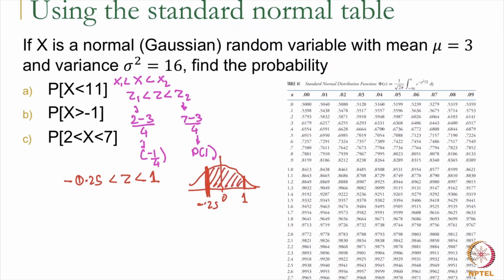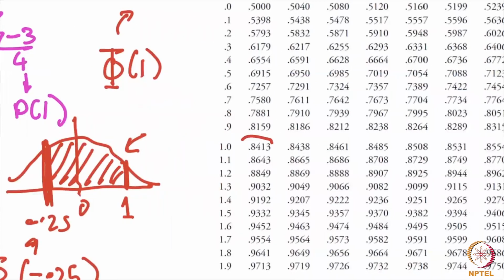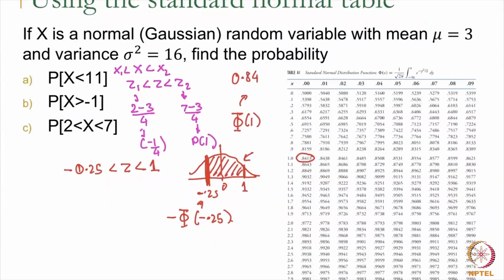So the way to find out this area is to say this is the same as phi of 1 minus phi of minus 0.25. Okay, phi of 1 is straightforward. We just calculated it. Phi of 1 is, we can see that here, 0.8413. Okay, but what about phi of minus 0.25? So phi of minus 0.25 calculates this area here.